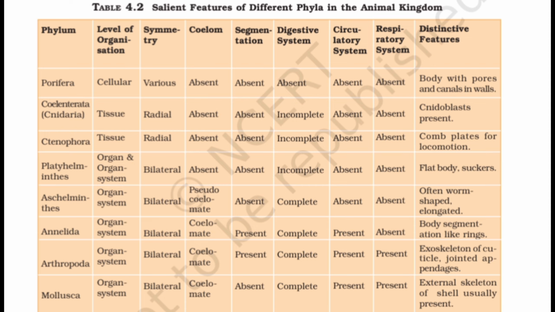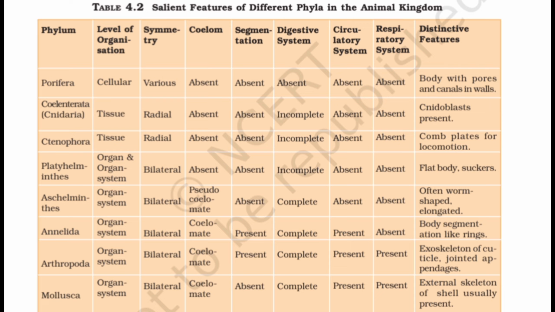The next phylum is Coelenterata or Cnidaria. They have a tissue level of body organization and radial symmetry. Coelom and segmentation are absent. Digestive system is incomplete, circulatory and respiratory systems are absent, and their distinctive feature is cnidoblasts present.